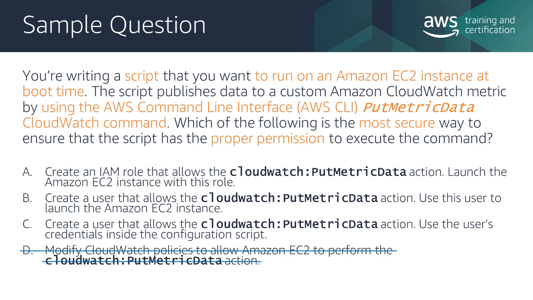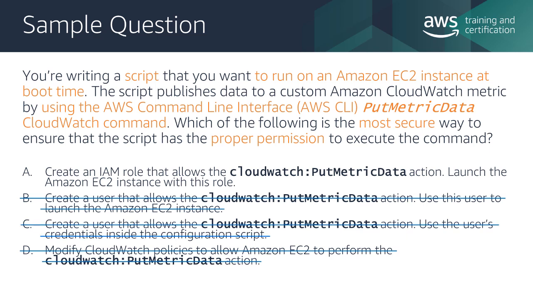I'm going to get rid of option D right away. In this case, you're asked to modify the CloudWatch policies. Okay, that's fine. You can do that, but you haven't finished. You actually need to assign that policy to something, a user, a group, a role. Option B is wrong. Create a user that allows the CloudWatch metric, put-metric-data action. Use the user to launch the Amazon EC2 instance. The fallacy here is a transitive property of permission. There is no transitive permission. Just because the user had the permission to do something, that never translates then to any object they create. Every object has to have its own permission set.